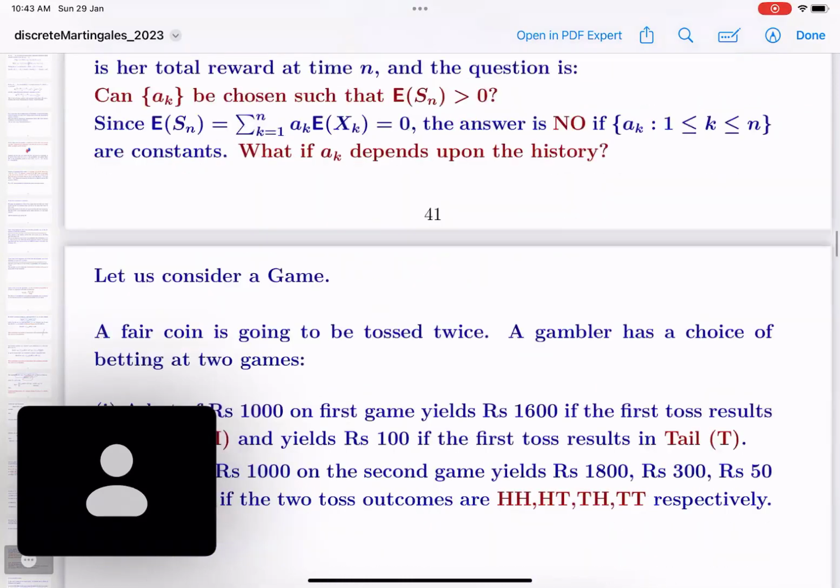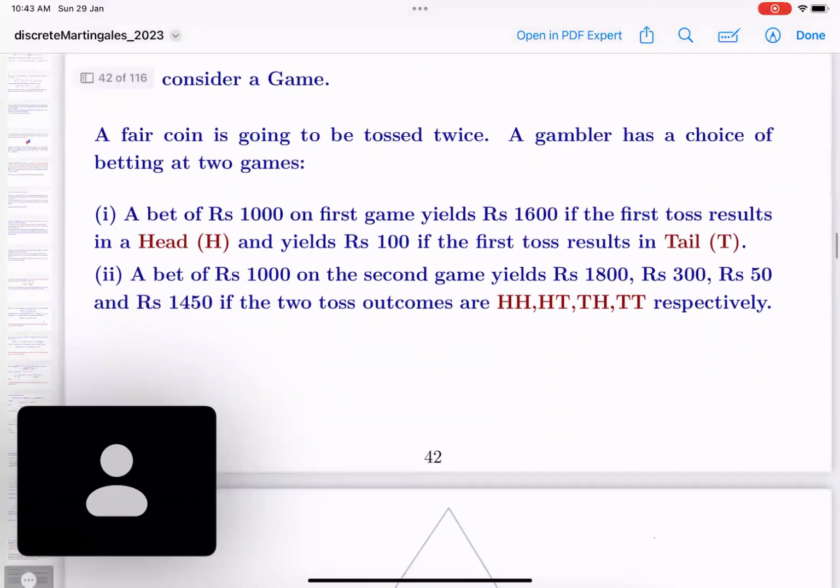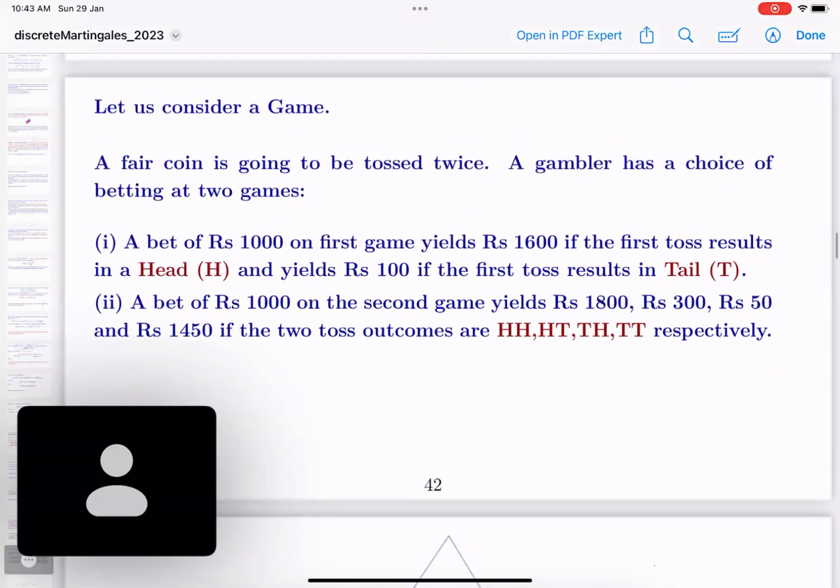Now, what kind of things can go wrong? Let's see. Even in finite time. So this was a thing going to infinite time. Suppose you are not going to keep playing. Suppose only 2 games or 10 games. Then what happens? So let's say a fair coin is going to be tossed twice. A gambler has a choice of betting in 2 games.